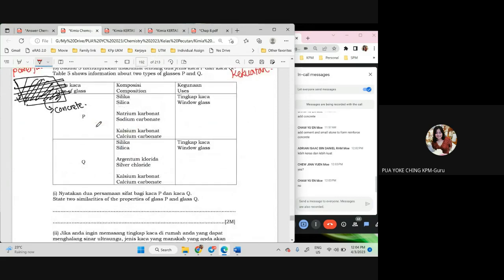Okay, so P and Q. Kita bincang soalan SPM pasir ni. So, P dan Q, kita ada dua kaca. Satu ialah tingkap kaca yang ada silika, ada sodium carbonate, ada calcium carbonate. So, this is actually your soda lime glass. Bawah ni ada silika, ada silver chloride. So, ini actually is your photochromic glass.